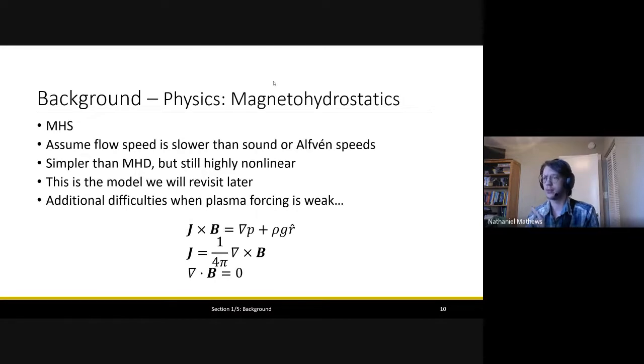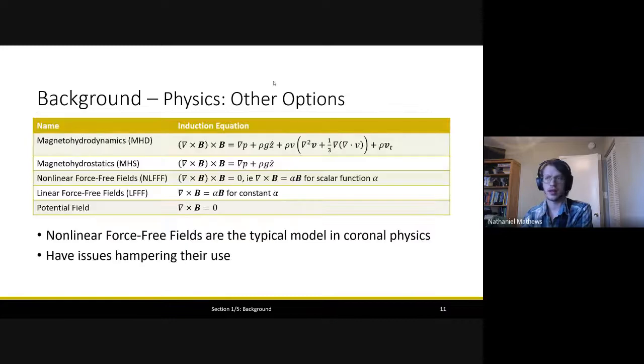In particular, we're going to use magnetohydrostatics for the majority of this talk. Because it's simpler than MHD, it's still fully nonlinear. And of course, there are further simplifications of this we can take. There are nonlinear force-free fields, linear force-free fields, or potential fields that are very common.